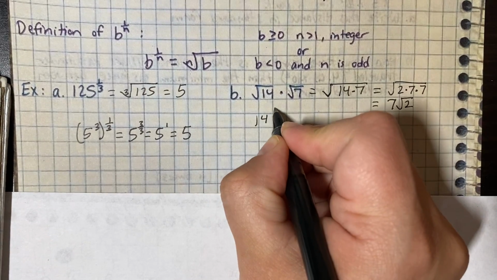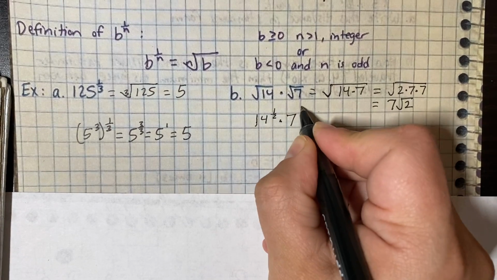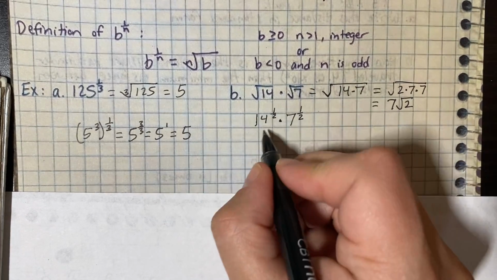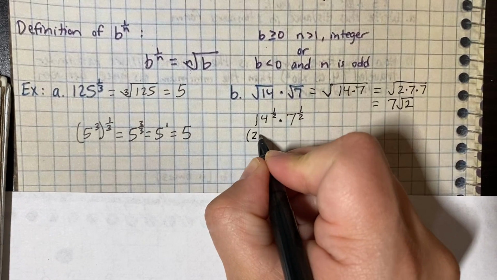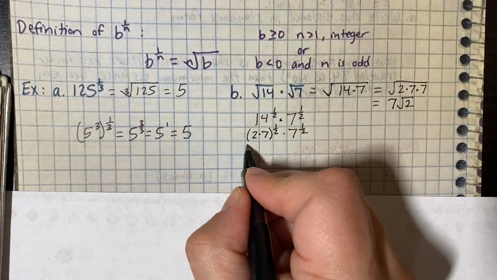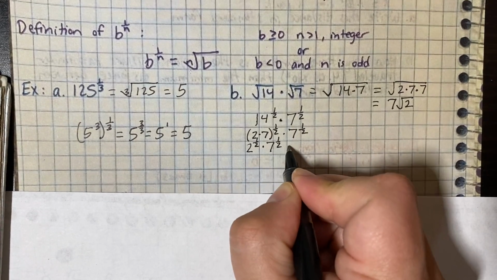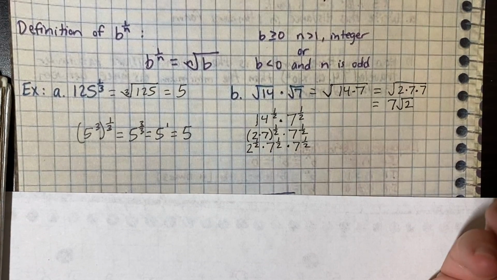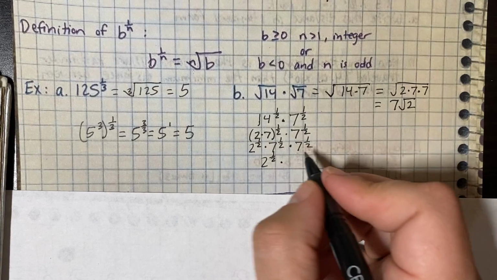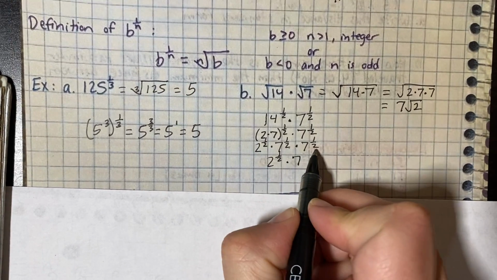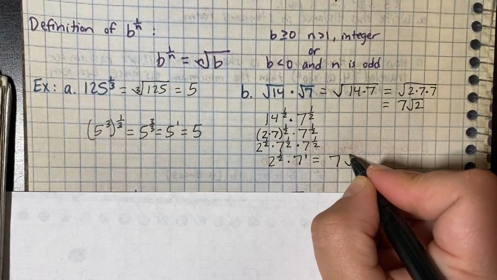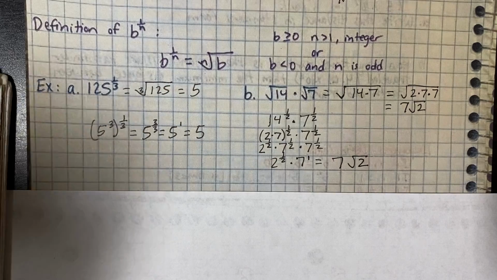So I'll have 14 to the 1/2 times 7 to the 1/2. Remember that square root without a number is always a half. Okay, we could rewrite this 14 as 2 times 7. Okay. And we could take 2 to the 1/2 times 7 to the 1/2 times 7 to the 1/2. So we could get the 7 base the same. Now we can add these up. So we would have 2 to the 1/2 times 7 to the 1/2 plus 1/2 is 1. And that would be the same as 7 to the 1, or 7 times the square root of 2, which is the same.